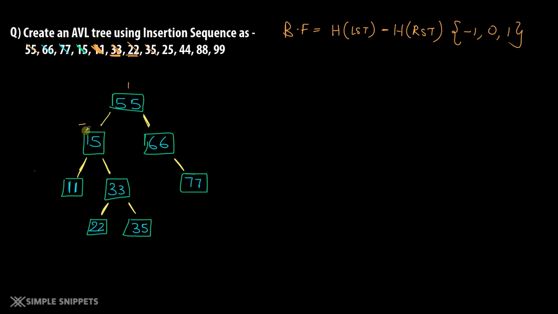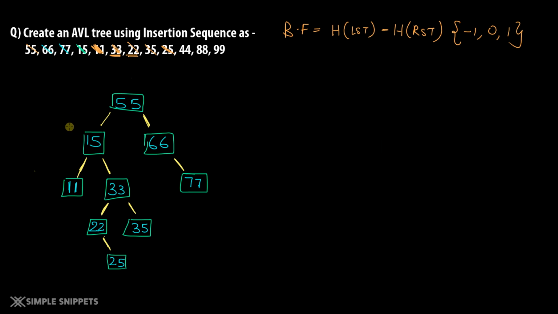Let's move forward, let's insert one more new node. Let's insert 25. So 25 is smaller than 55, go to the left. 25 greater than 15, go to the right. 25 smaller than 33, go to the left. 25 greater than 22, so now we have to go to the right. And of course this is going to cause an imbalance. Just by looking at it, you can see things are getting a little messy. So now if you calculate the balance factor, what would it be?